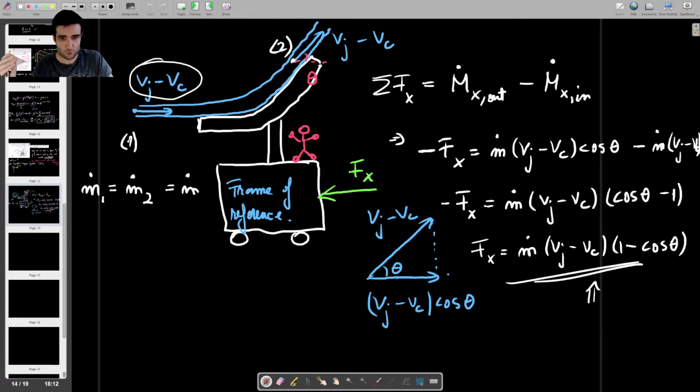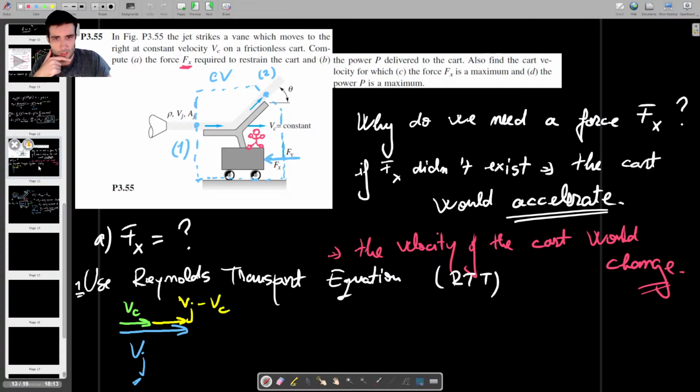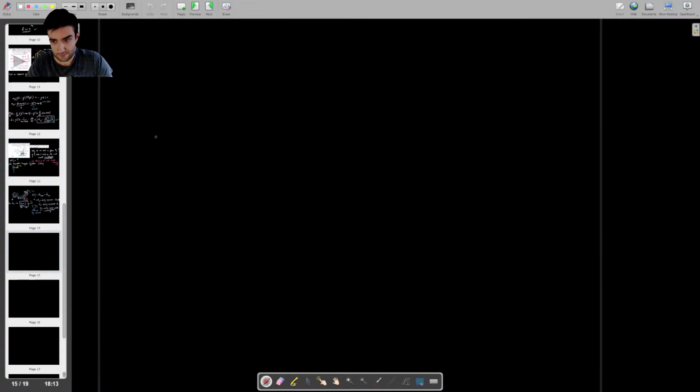Therefore, to keep this cart from accelerating, so to keep it as an inertial frame of reference, we have to exert this force. And that's basically it. Okay, for part B we have to find the power delivered to the cart. So we have to find the power.